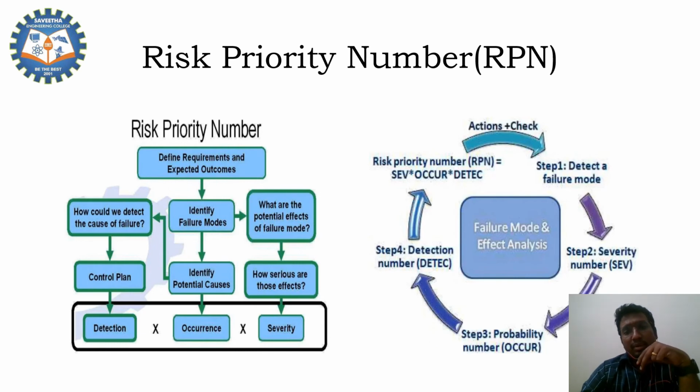So what do you mean by risk priority number? There are 4 steps. First, we have to detect a failure mode. What is the reason for the failure? What part is causing the failure? Then we have to identify the severity level, that is the seriousness level, and then identify the probability number, the occurrence, the frequency of time the problem occurs, and then identify the detection, how it happened. Identify the detection plan and then provide a proper solution. So that is our risk priority number.